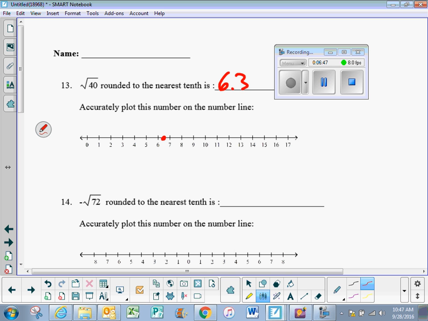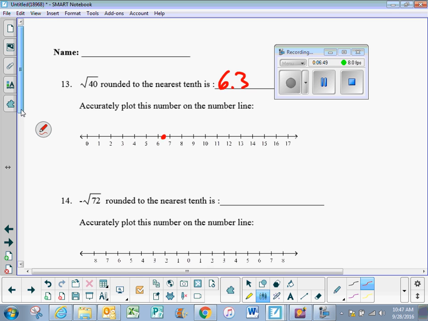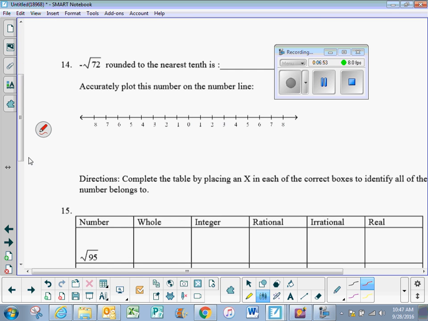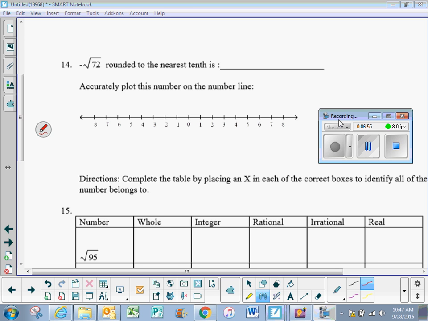Number 14. I'm not saying that to be mean. I just want you guys to really believe in yourselves and get the problems right that you should be getting right, by utilizing your resources and using your brains and thinking, not rushing. Okay, where does negative radical 72 fall?